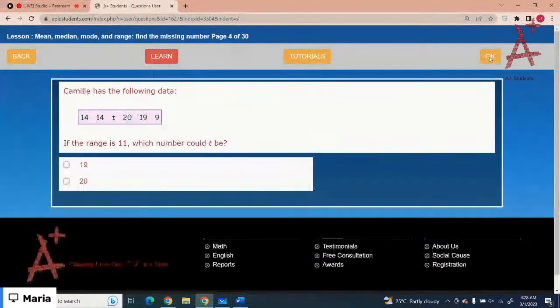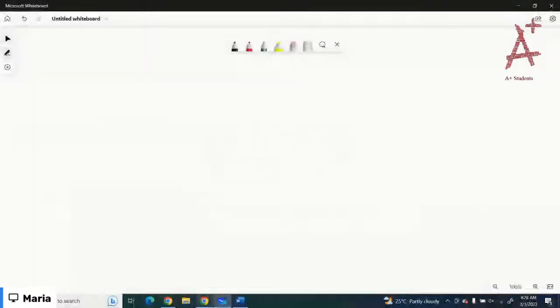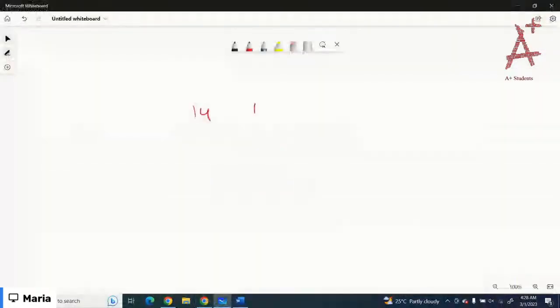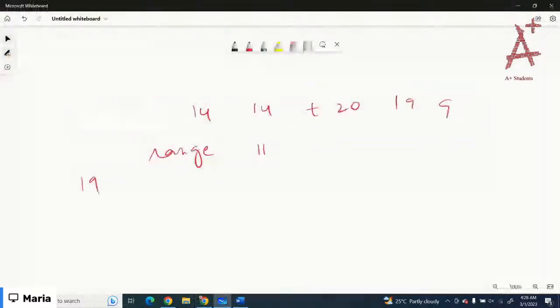Camille has the data 14, 14, T, 20, 19 and 9. If the range of the data is 11, what could T be? Either T is 19 or 11.